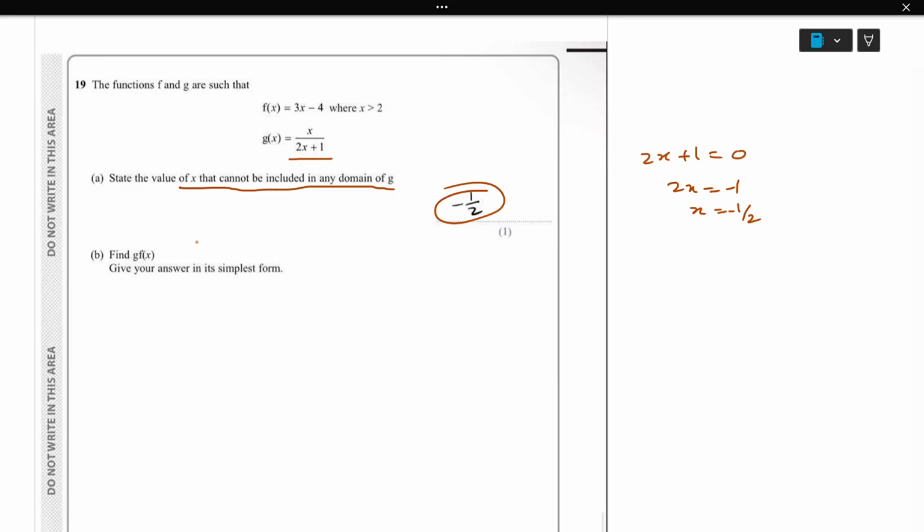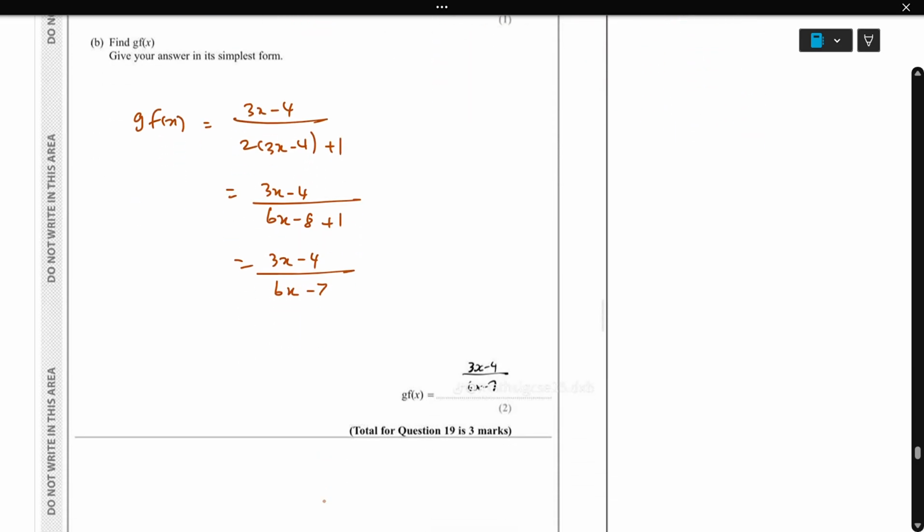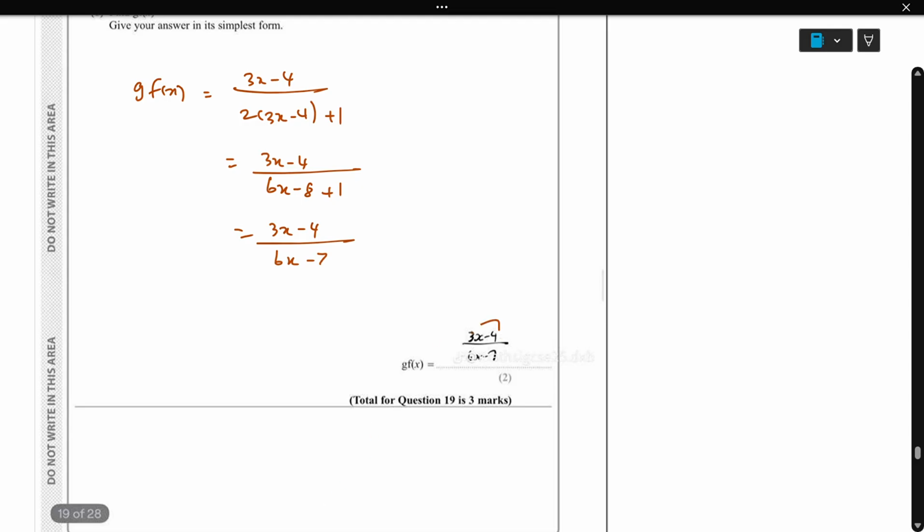Next, find g of f of x. So g of f of x equals 3x minus 4 over 2 into 3x minus 4 plus 1. Which is 3x minus 4 over 2 times 3x, 6x minus 8 plus 1. So 3x minus 4 over 6x minus 7. That's it. 3x minus 4 over 6x minus 7 is the answer here.